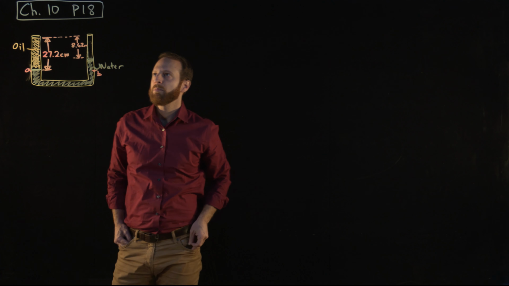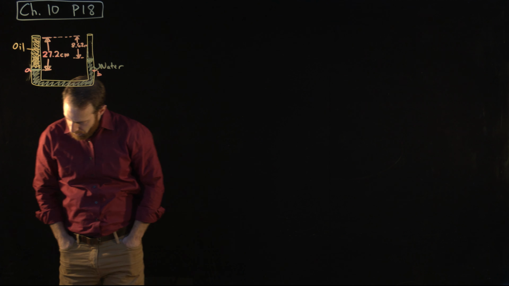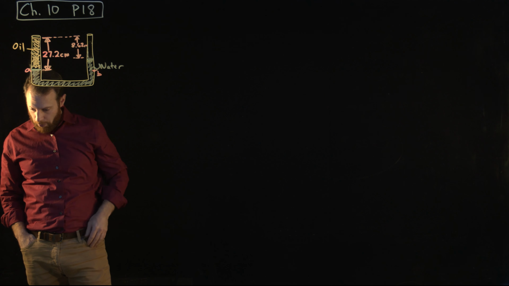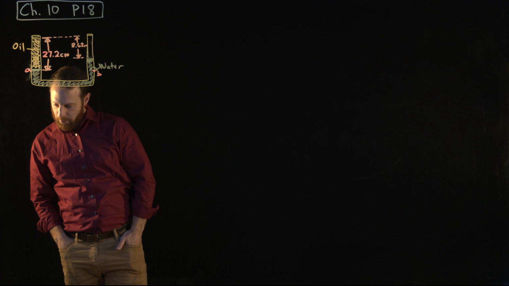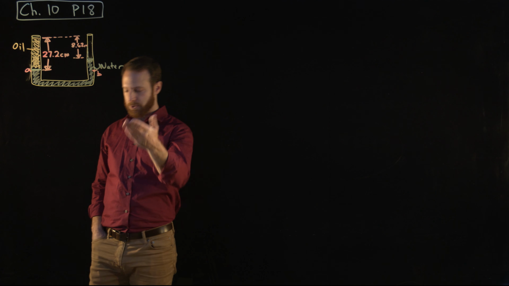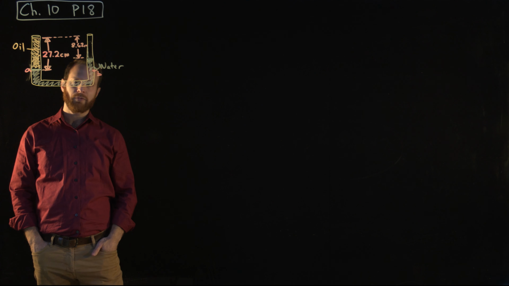Okay, chapter 10, problem number 18. The problem reads this. Water and then oil, which do not mix, are poured into a U-shaped tube, open at both ends. They come to equilibrium as shown in this figure. What is the density of the oil?